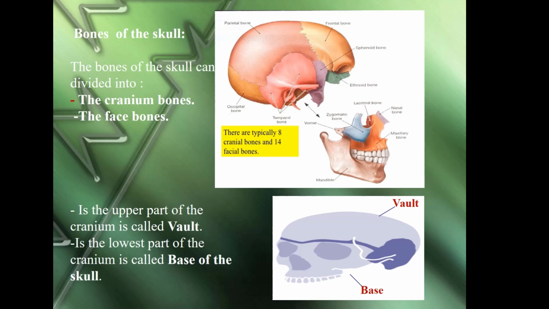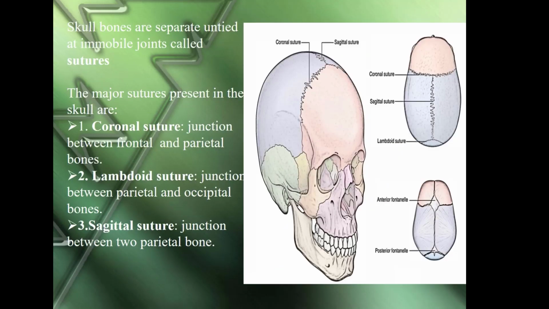The vault is the upper part of the cranium. We call it the vault. The lowest part of the cranium is called the base of the skull, and this is shown clearly in the second picture below. The skull bones are united at immobile joints called sutures. The major sutures present in the skull are, first, the coronal suture. This is the junction between the frontal and parietal bones.